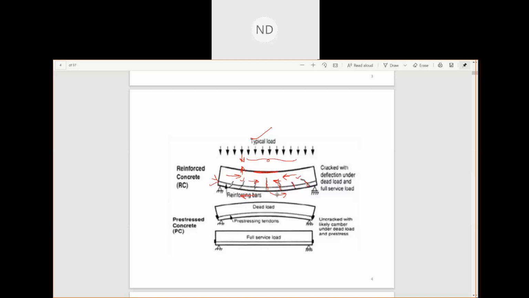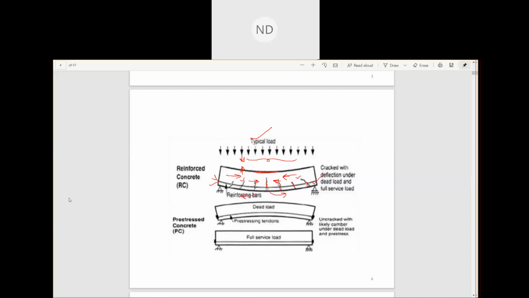Like in RCC, what we used to do, we used to take steel rods. But here, when you have to create some stresses, how are we going to create those stresses? We need some kind of member for that. Some materials we will need. So what is that? In place of rods, in place of steels, we are going to use tendons.